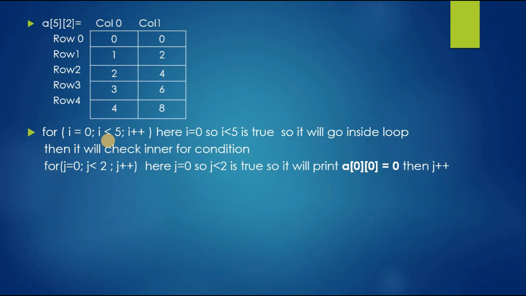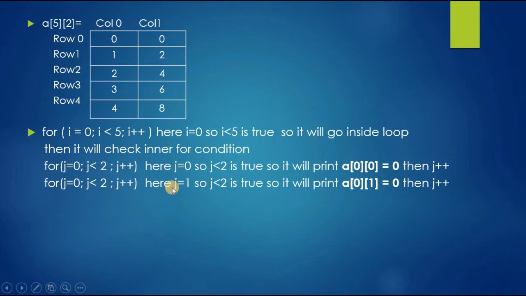Then the inner condition: j is equal to 0 here, and j less than 2 is true. So it will print a[i][j] equal to 0. Here we got i's value as 0 and j's value as 0, so a[0][0] equals 0. Then i's value is 0, then j will be incremented.